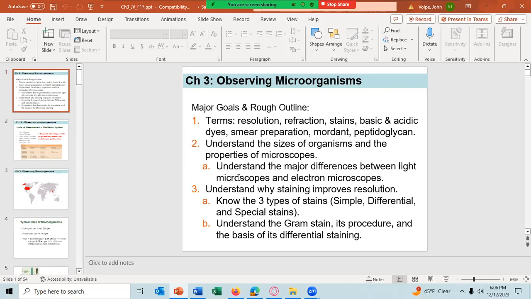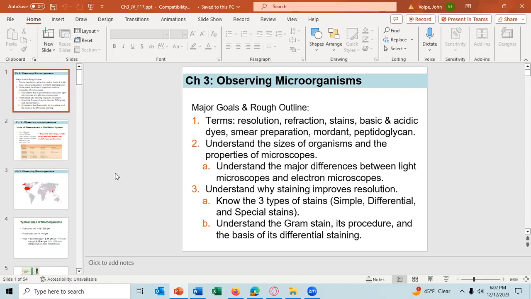Know the terms of chapter 3, observing microorganisms. You should know about microscopes, understand the size of organisms and the properties of microscope, understand the difference between light microscopes, which use light, and electron microscopes, which use electrons. Electron microscope can magnify many times more than a light microscope. And we should mention that the light microscope can't see anything smaller than, I think it's about half the wavelength of light. So it's limited by the properties of the wavelength of light.